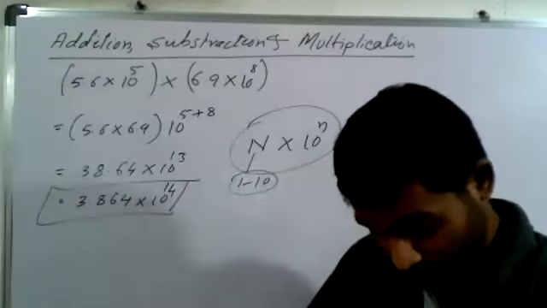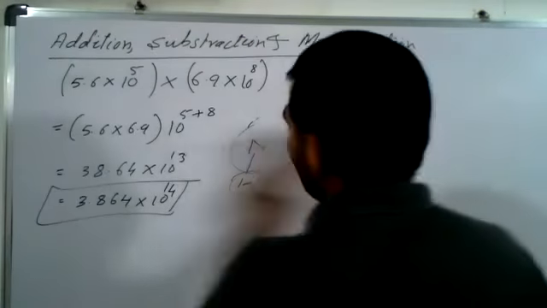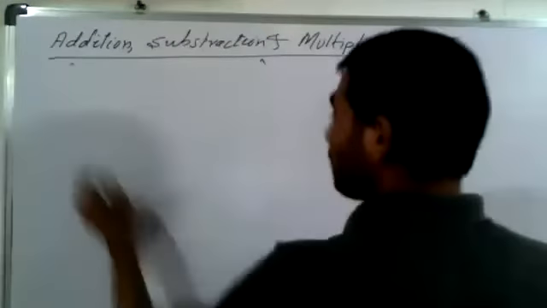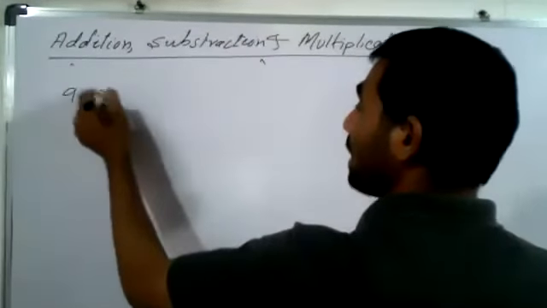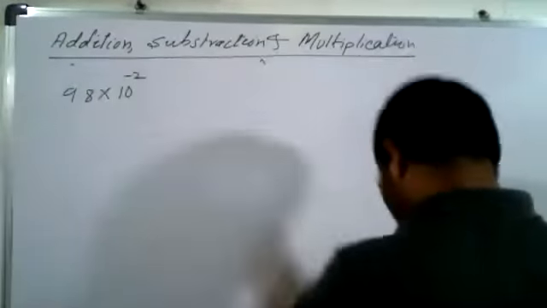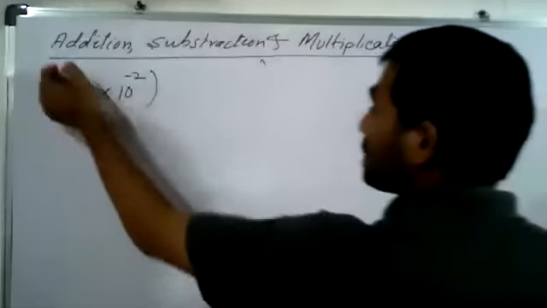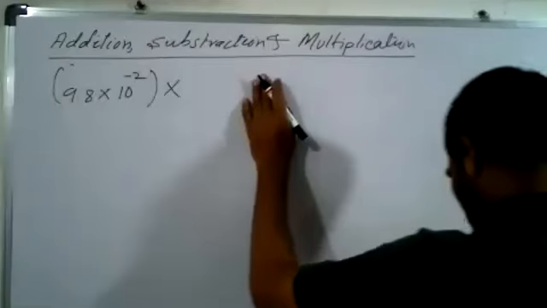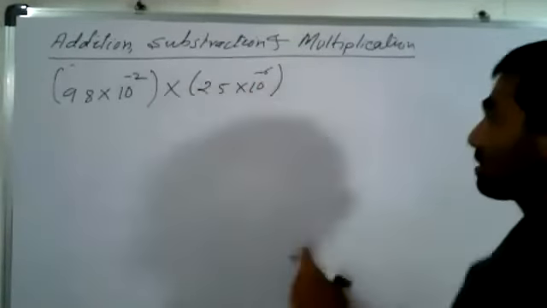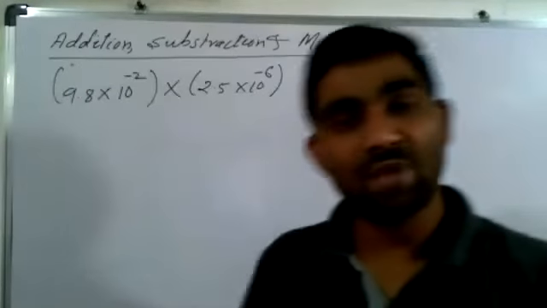Let us have one more problem on multiplication. Suppose I have the value 9.8 into 10 to the power minus 2, and it is being multiplied by another value, 2.5 into 10 to the power minus 6. These two values are given, and the question is to multiply them.